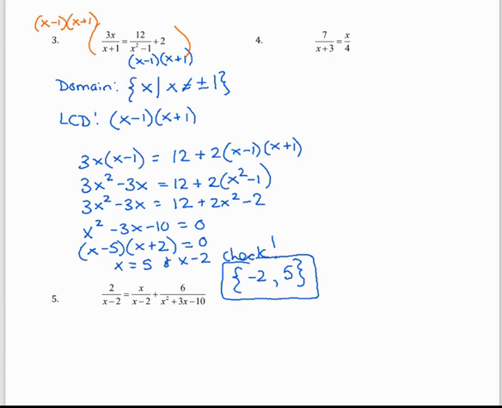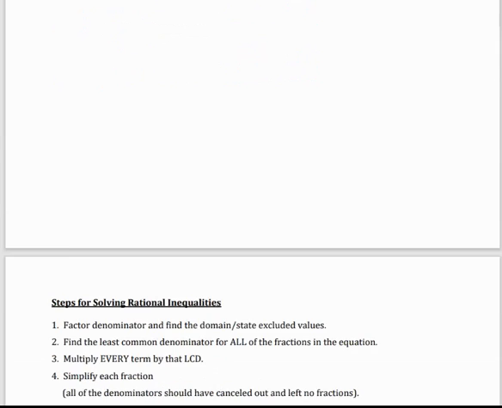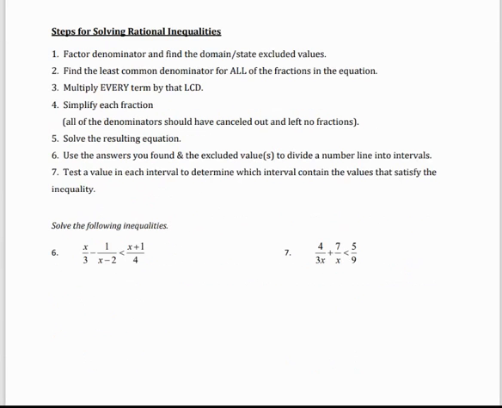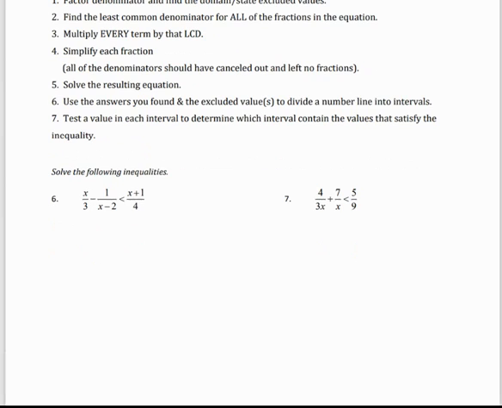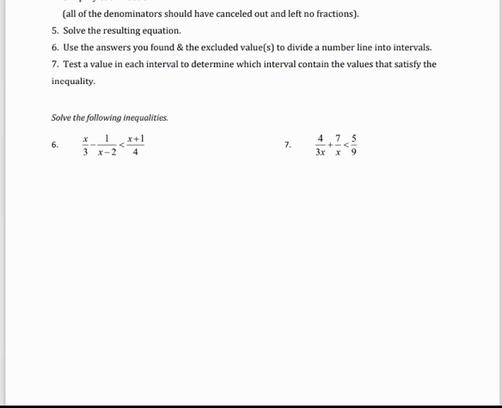Okay? Now let's look at rational inequalities. So the beginning of this will be very similar to what we just did with equations. However, we have a little bit more work at the end. Okay? So let's start with number 6. With number 6 here, we're going to make sure to factor our denominators.